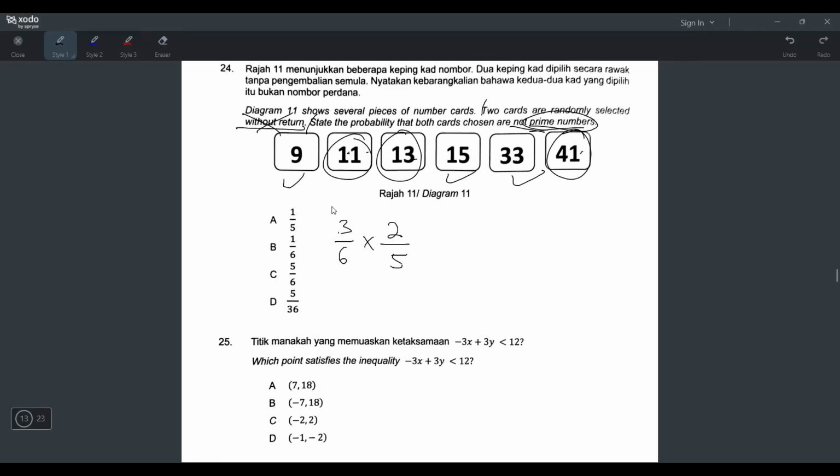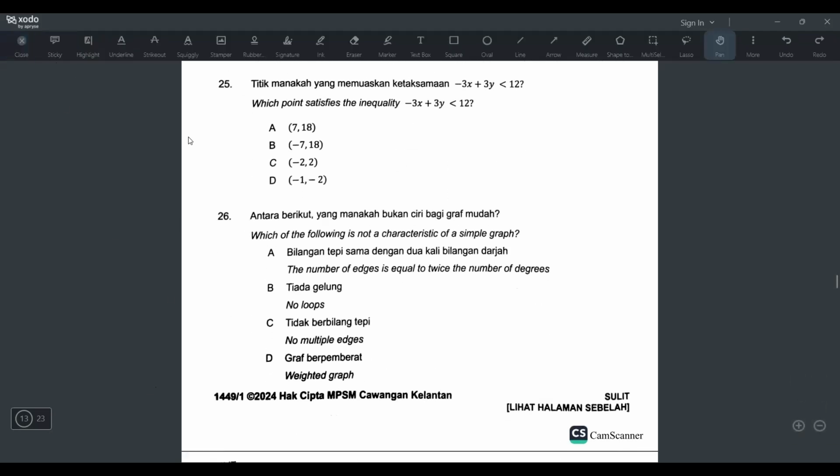The reason is because when you choose for the second, you are also looking for not prime number. But the first selection, you already take out one prime and you never return it. So that's why you are left with 2 over 5. And if you tekan this, you will get the answer. The answer is 3 times 2, 6 over 30, potong potong 1 over 5. So the answer is A. Right? Okay, that's all. Let's continue.